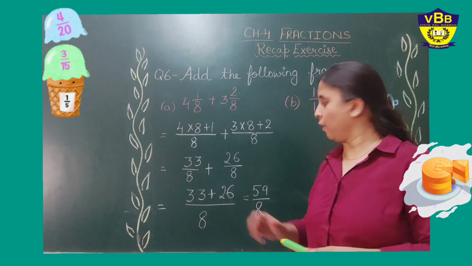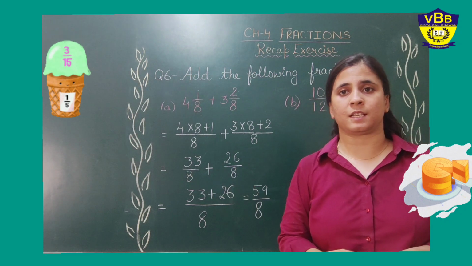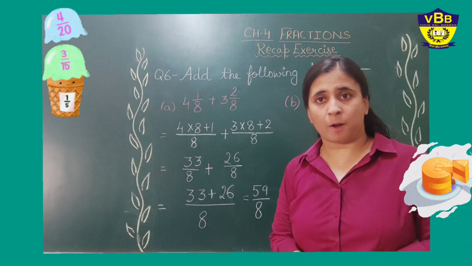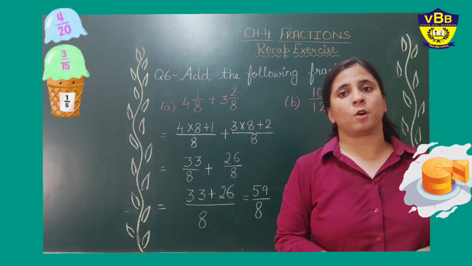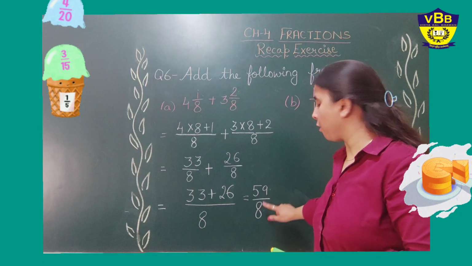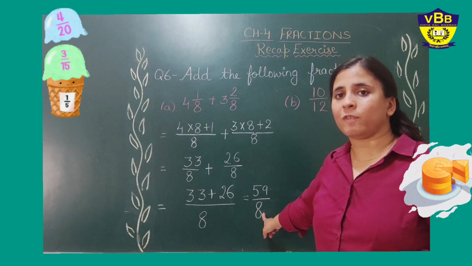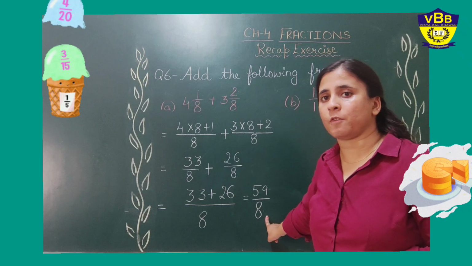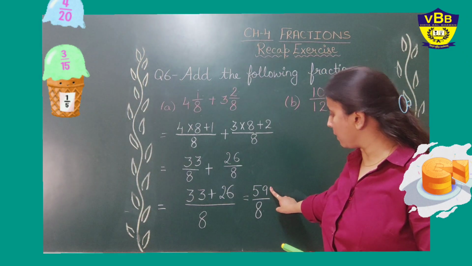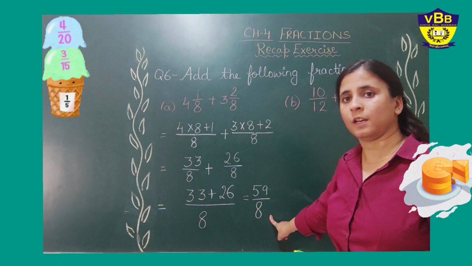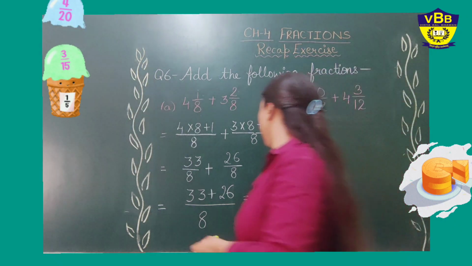Yes. Now which fraction is this? It is an improper fraction. Numerator is bigger, denominator is smaller. When we get an improper fraction, always convert the improper fraction into a mixed fraction. So divide the numerator and the denominator, and convert it into a mixed fraction.